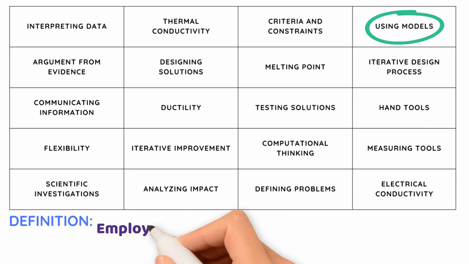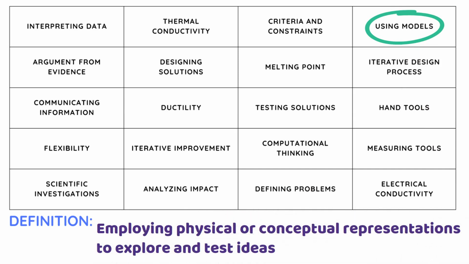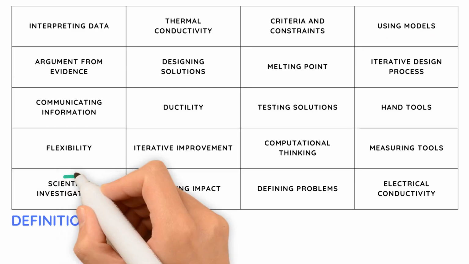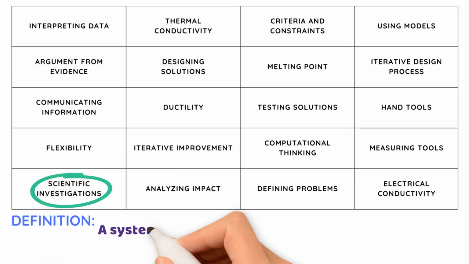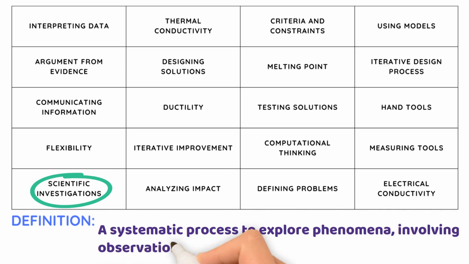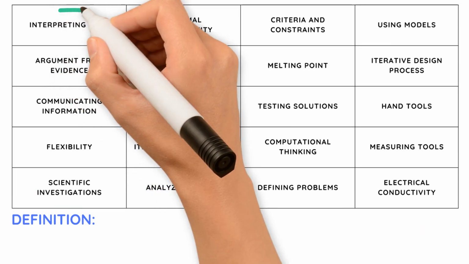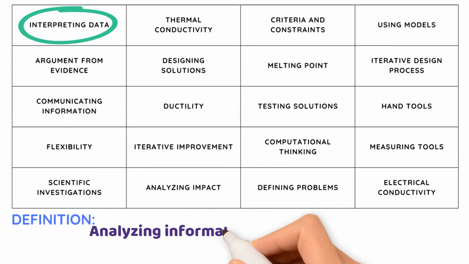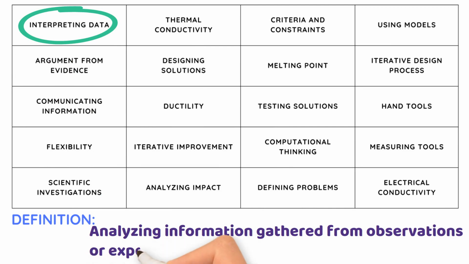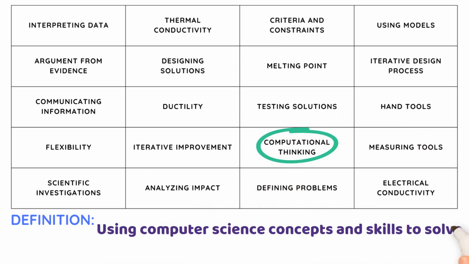Using models: employing physical or conceptual representations to explore and test ideas. Scientific investigations: a systematic process to explore phenomena involving observation, experimentation, and data analysis. Interpreting data: analyzing information gathered from observations or experiments to draw conclusions. Computational thinking: using computer science concepts and skills to solve problems and design systems.